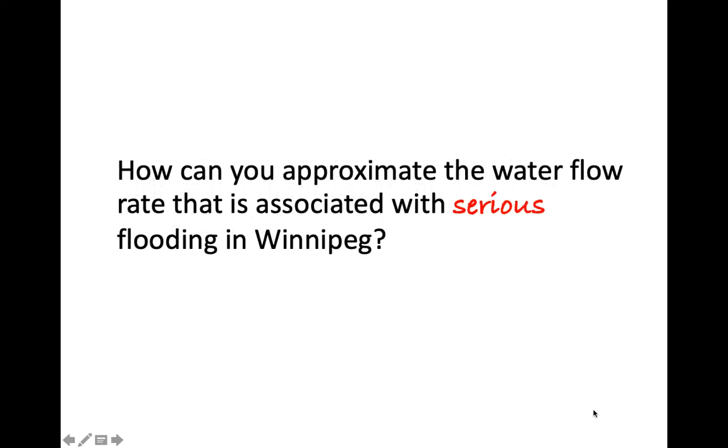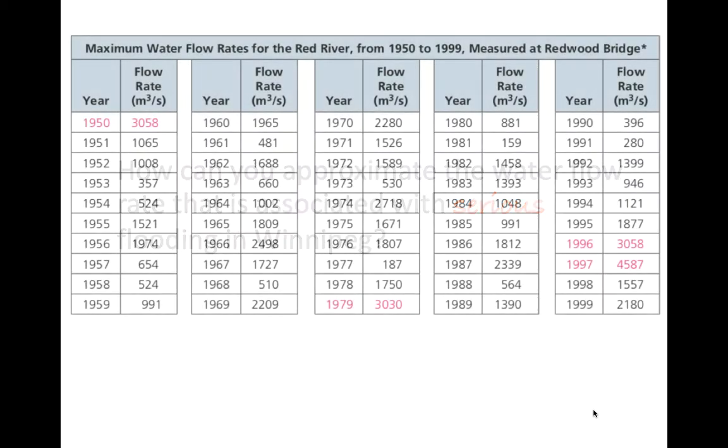So our question that we're supposed to tackle: we're going to be given some data and we're asked to show how you can approximate the water flow rate that's associated with serious flooding in Winnipeg. Well, the first thing we notice is 1997, the flood of the century, as they called it, had a flow rate of 4,587. And then you're going to notice that there are a few other pieces of data in pink, and these were the other severe floods.